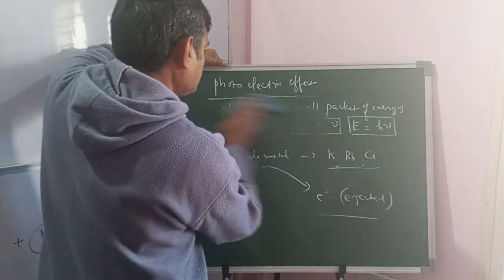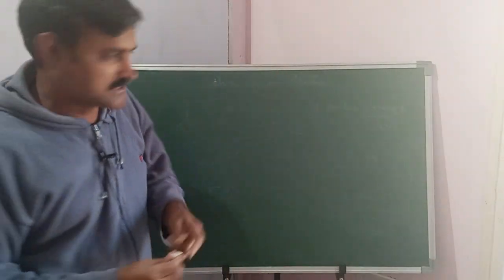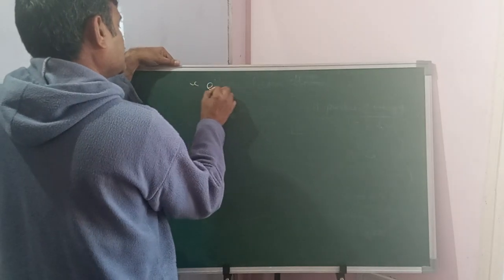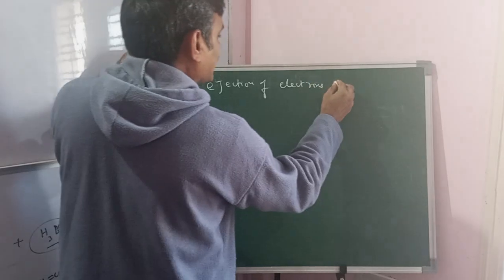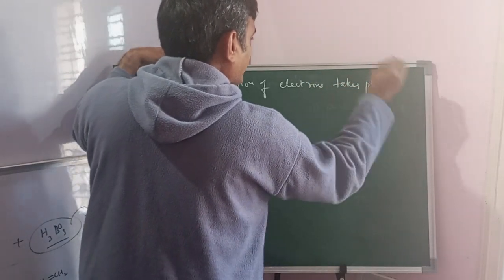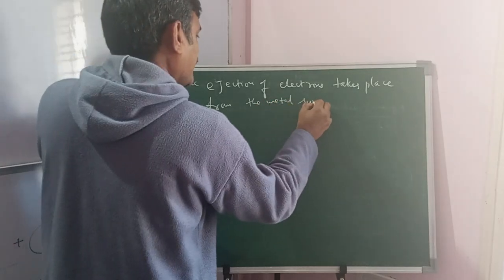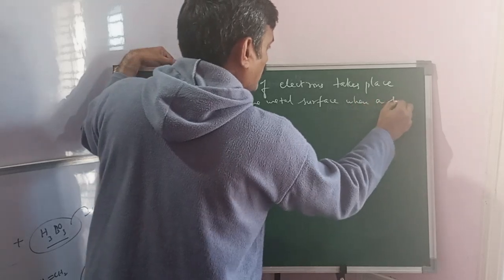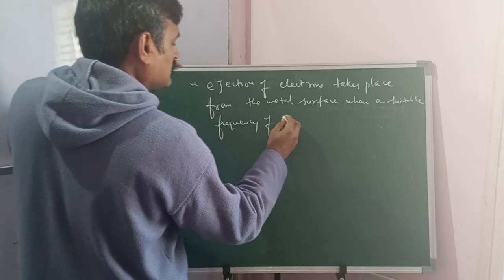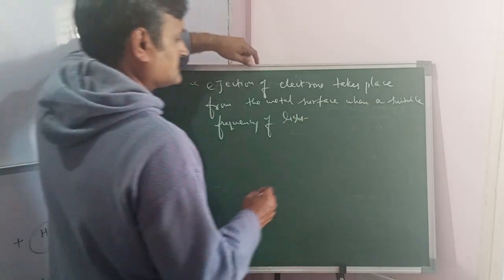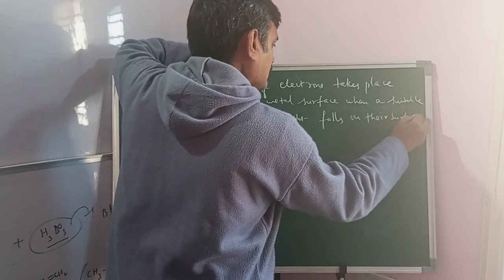Okay, let us see. In Einstein's photoelectric effect, the definition is nothing but ejection of electrons takes place from the metal surface when a suitable frequency of light falls on the surface.